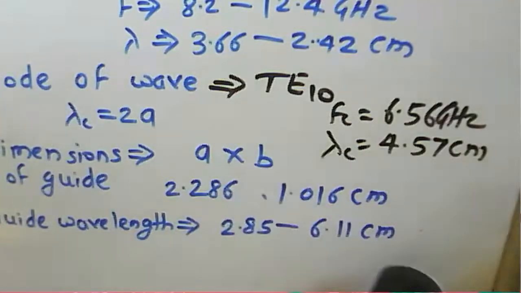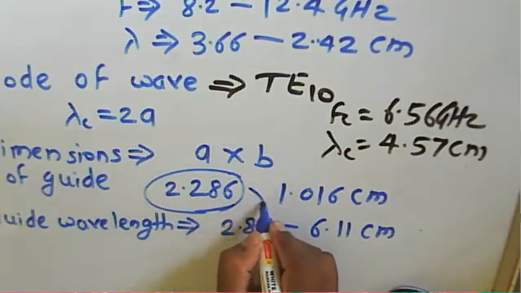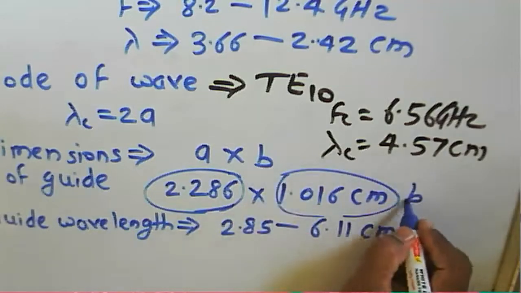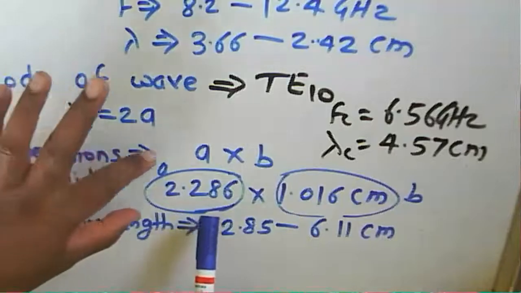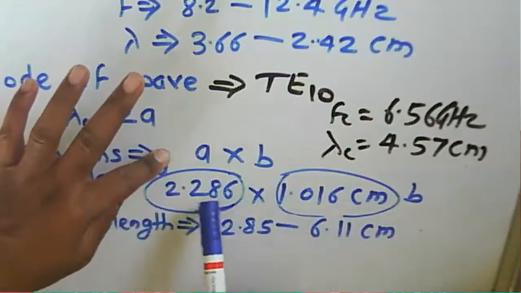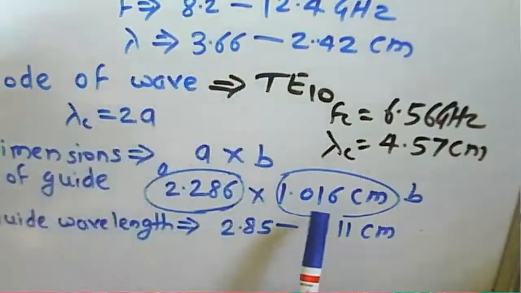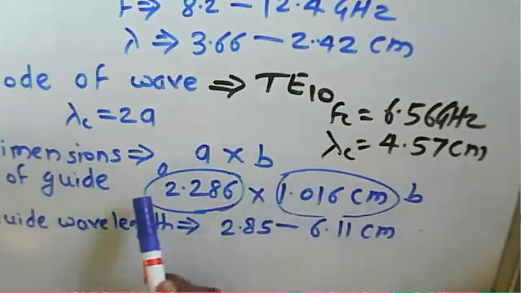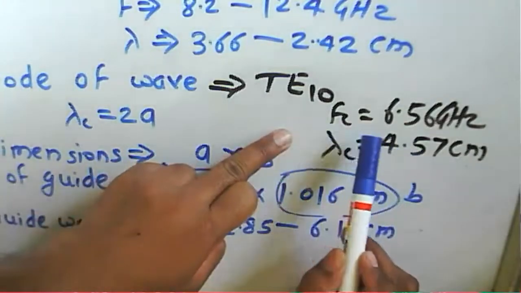So why is this a cross? Because this one is A here, that's why A belongs to this one, and this one is B here. And these are the guide values. So the dimensions of a guide are this particular A into B here. A is 2.286 into B, which is 1.016 centimeter. These are the dimensions for which your guide will work. And for this given dimension, the cutoff wavelength and cutoff frequency are given.